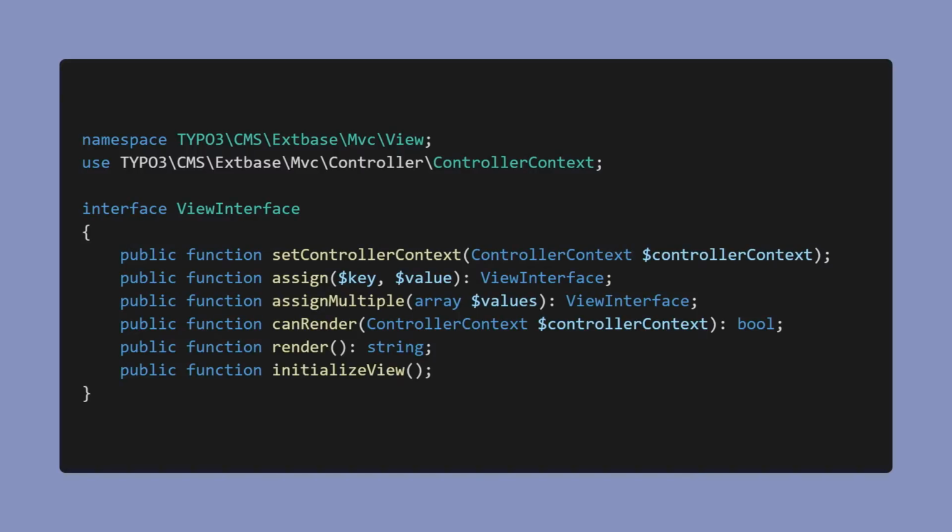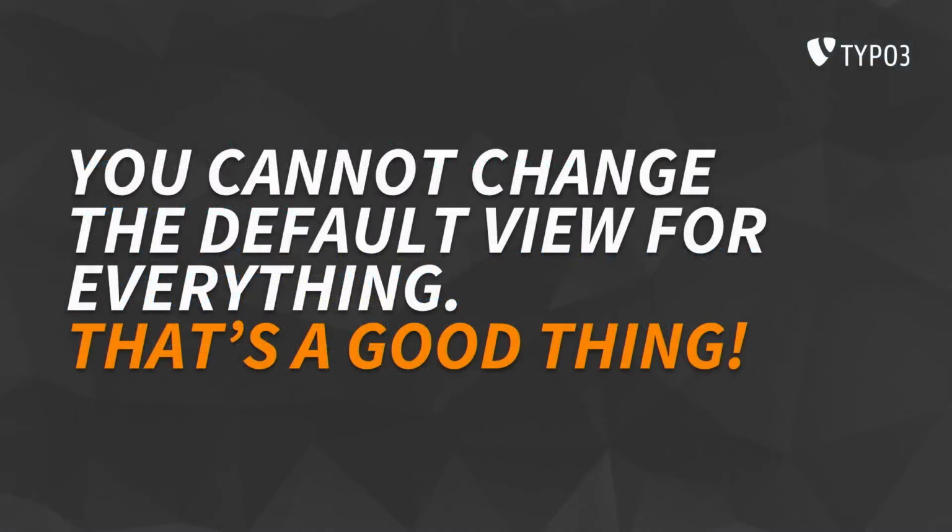That means we have some controller context, some assignments for variables, a render function, and an initialize view function for additional stuff. As you may have seen, you can change the default view for your controllers in Extbase basically everywhere, except on global scope, and that's a good thing. Every controller you want to have render something different, you need to explicitly override. Otherwise it would mostly just break functionality, because the extensions are not built for being handled with different templates.